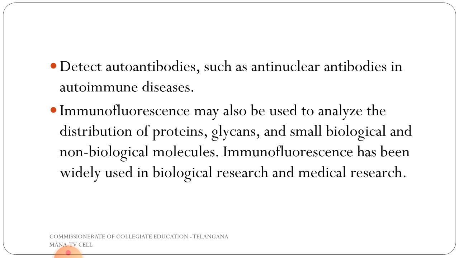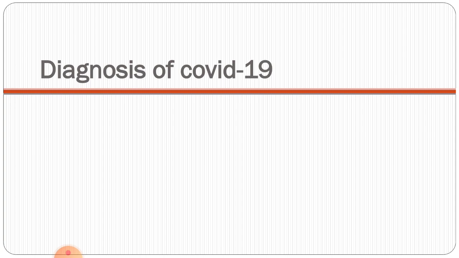Immunofluorescence may also be used to analyze the distribution of proteins, glycans and small biological and non-biological molecules. Immunofluorescence has been widely used in biological research and medical research. That is all about antibody labeled techniques. We have discussed ELISA, radioimmunoassay and immunofluorescent assays.